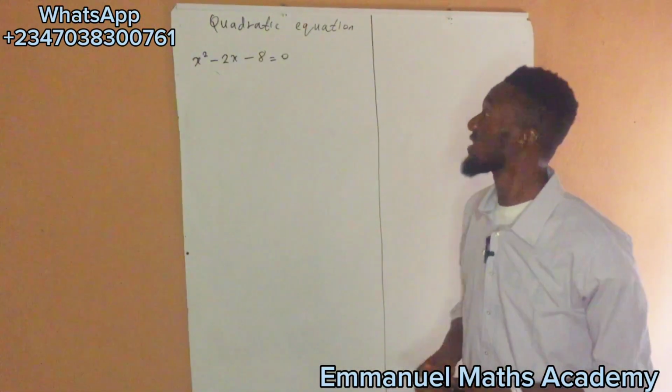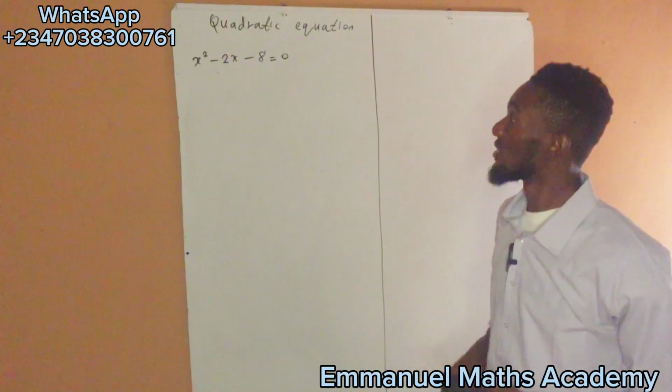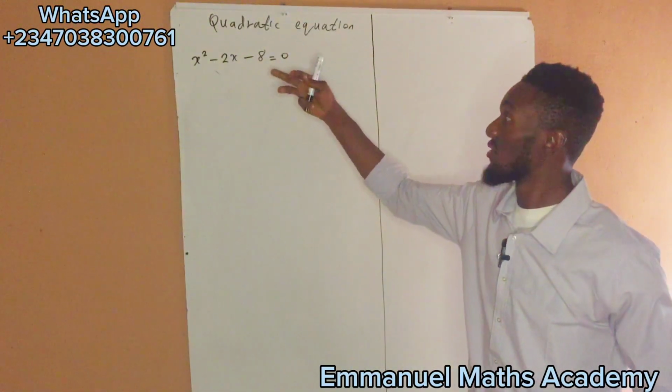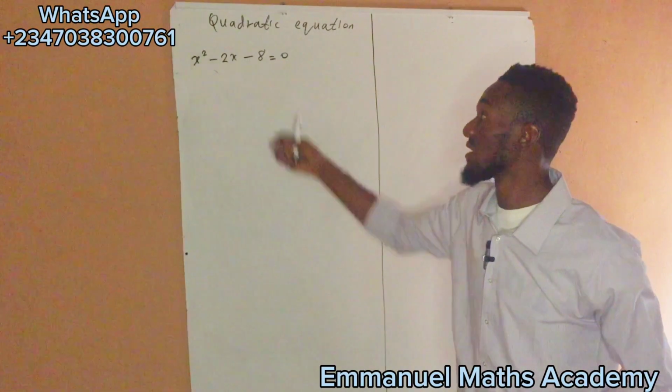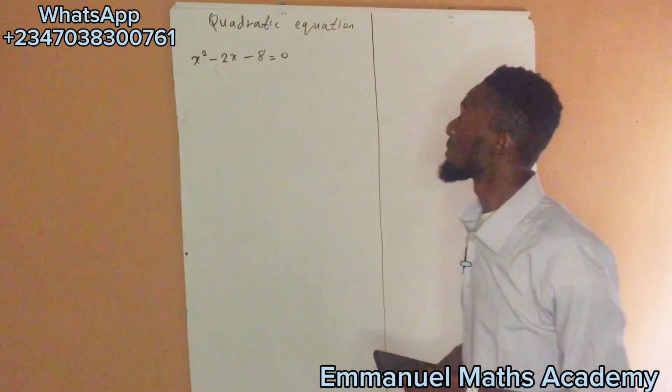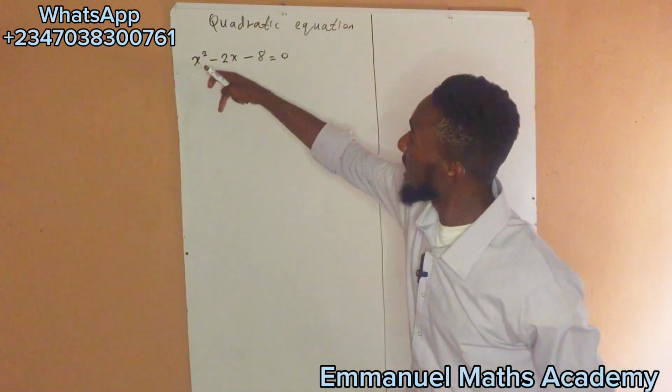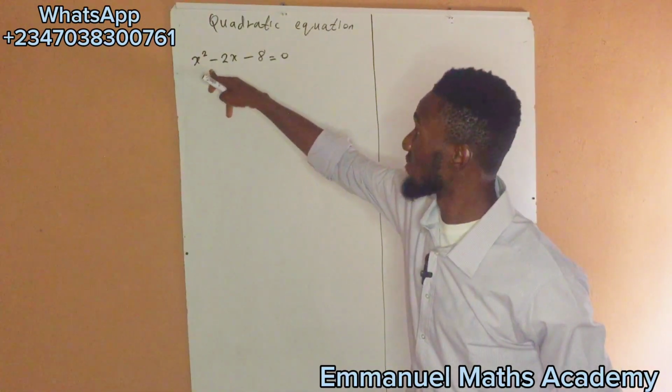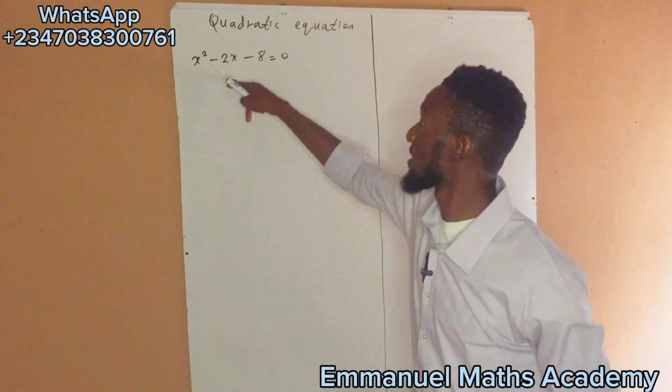So today we'll be treating the topic quadratic equation. You have a problem on the board. How do you know that this particular problem is a quadratic problem? So the highest power of the variable here is 2. That's how we know that this is a quadratic equation.